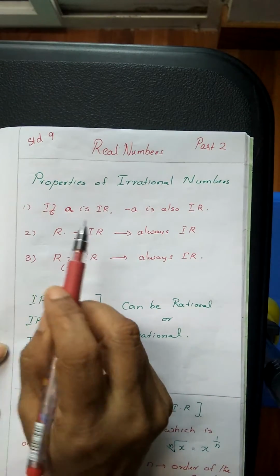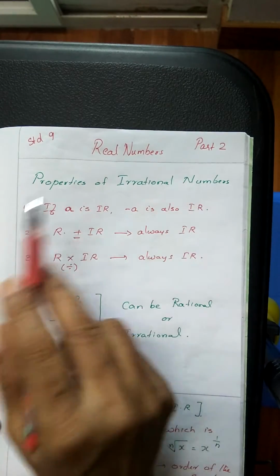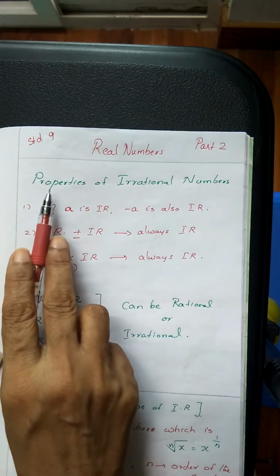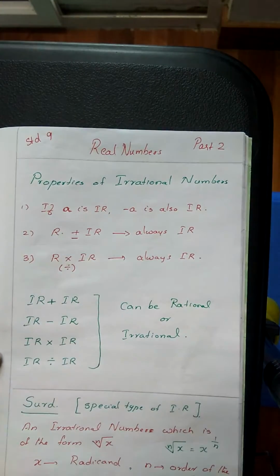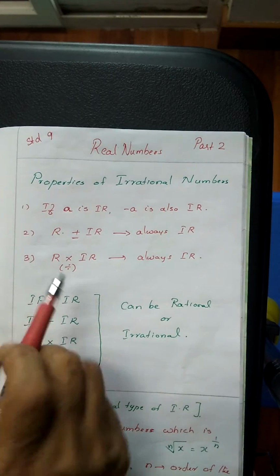The chapter is real numbers for standard 9. This is the continuation, part 2, of the previous concepts. So, properties of irrational numbers. We learned what a rational number and an irrational number are in part 1. We are continuing with that.